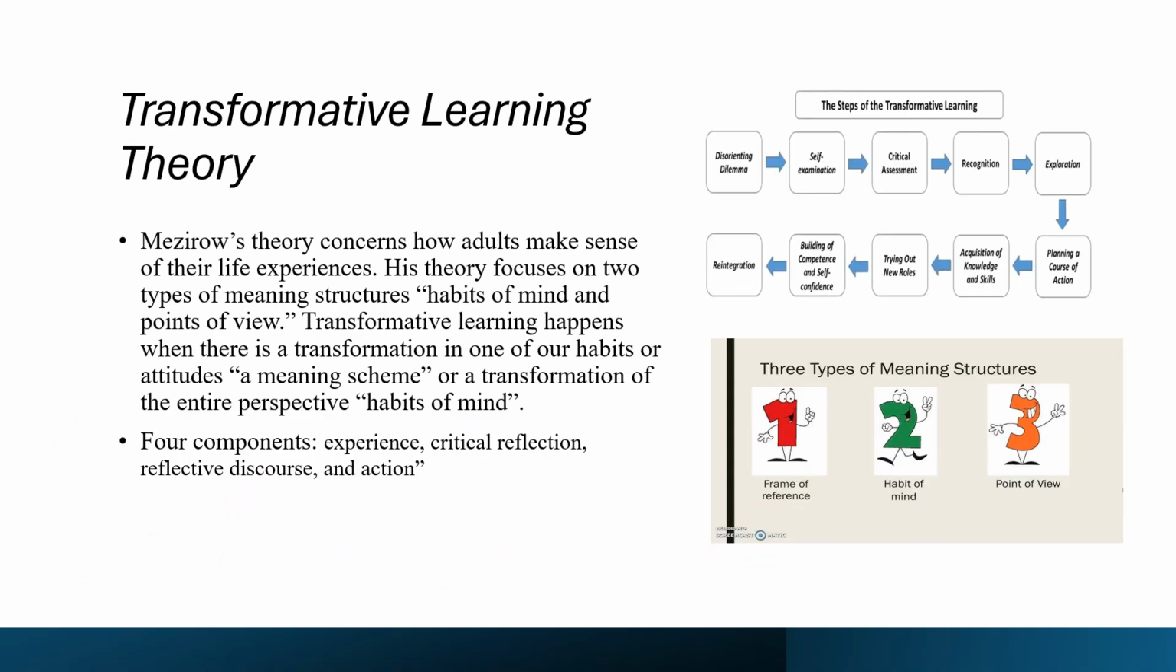The next theory was transformative learning theory, based on Mezirow's phases of transformative learning, which begins with a disorienting dilemma and ends with reintegration. There are two types of meaning structure in this theory: habits of mind and points of view. Mezirow believes that transformative learning happens when there is a transformation in one of our points of view, or a transformation of the entire perspective, the habits of mind. There are four components in this theory, including experience, critical reflection, reflective discourse, and action.